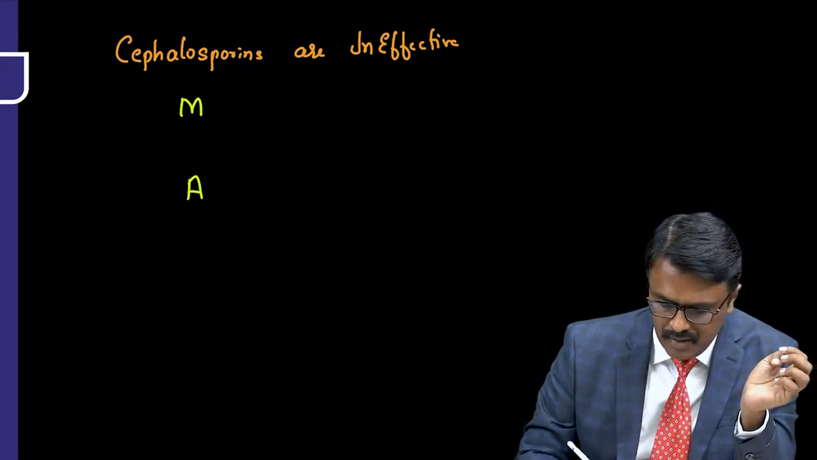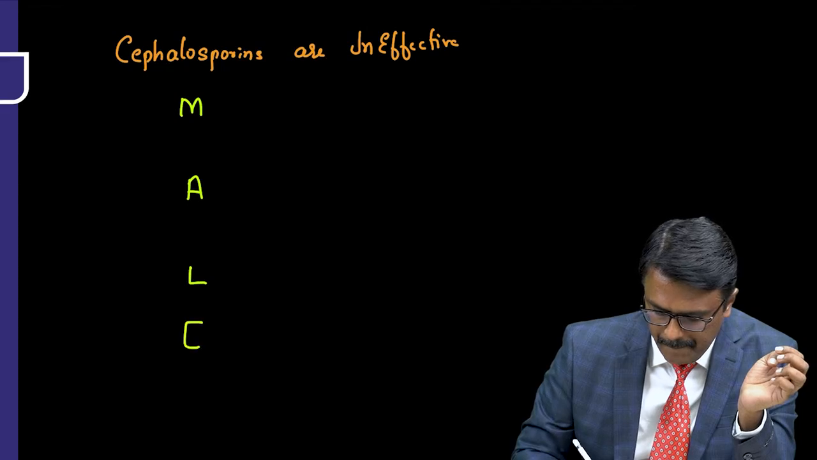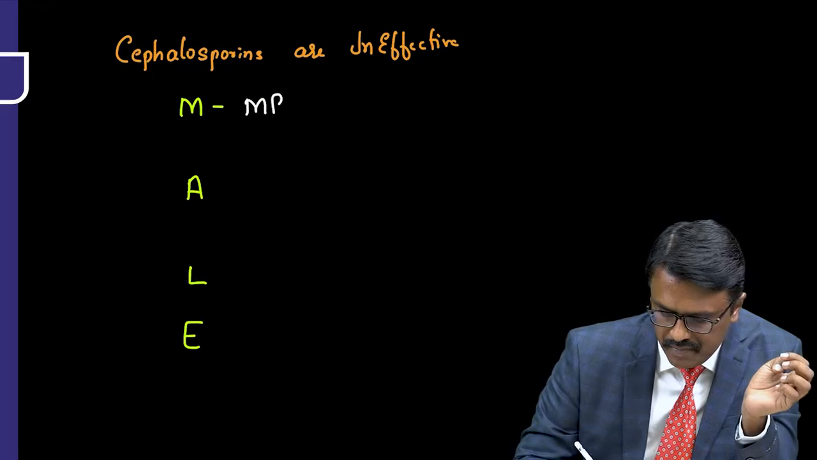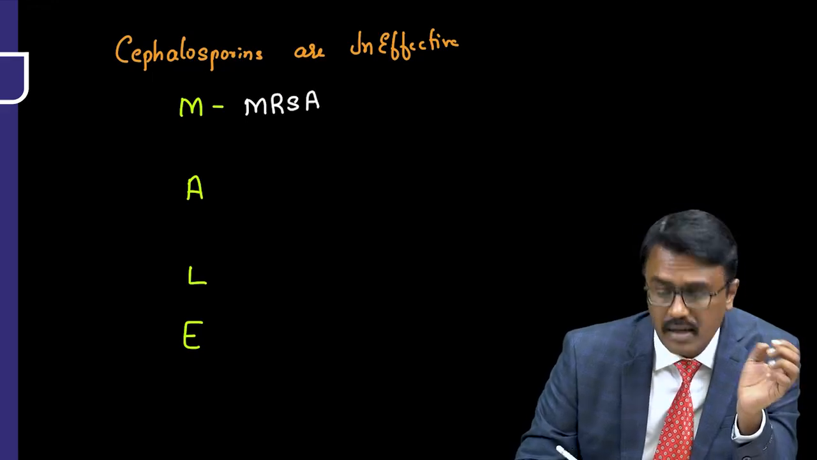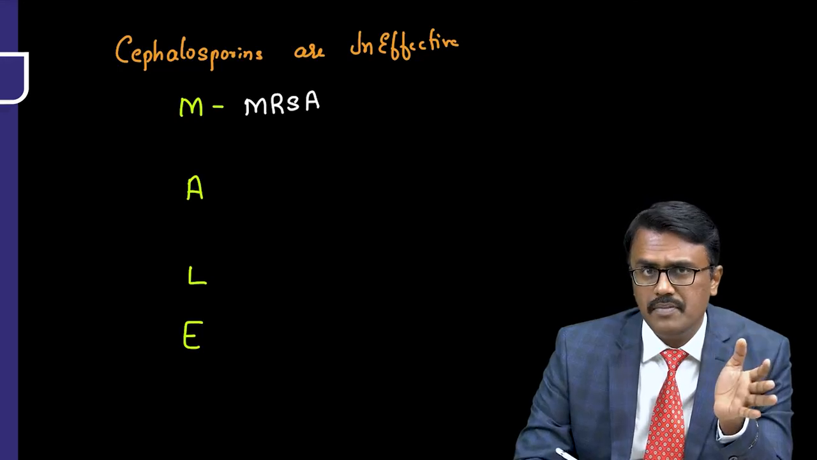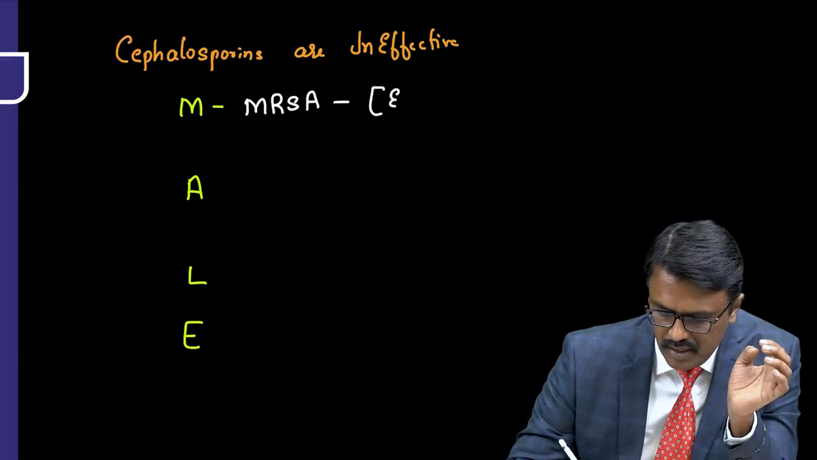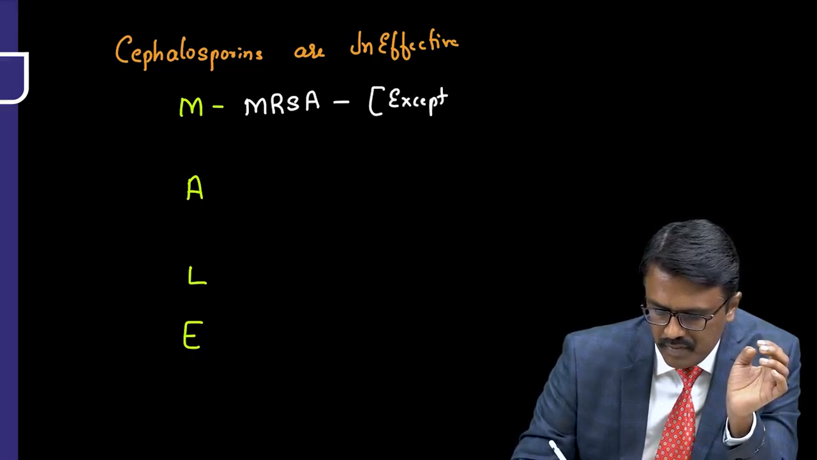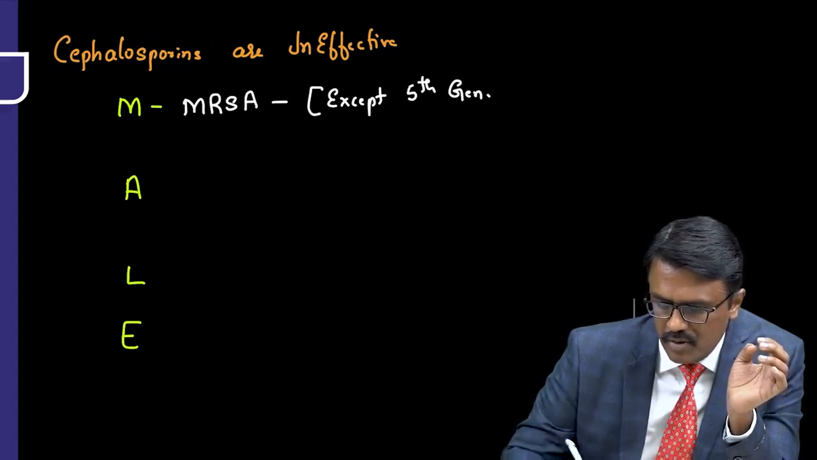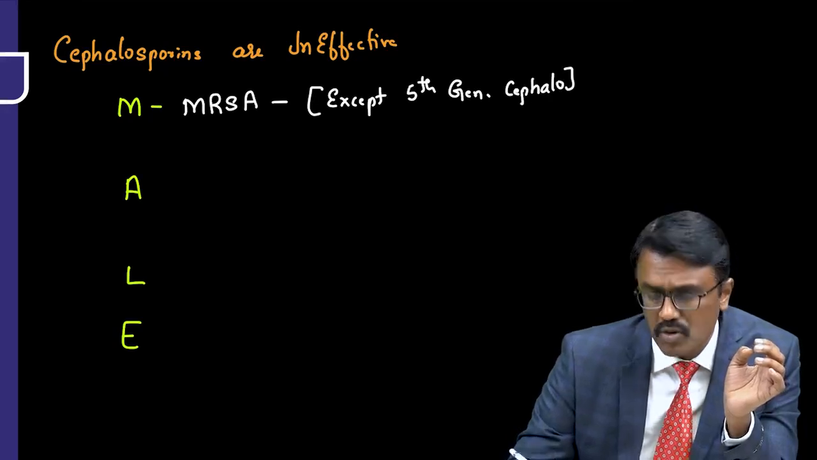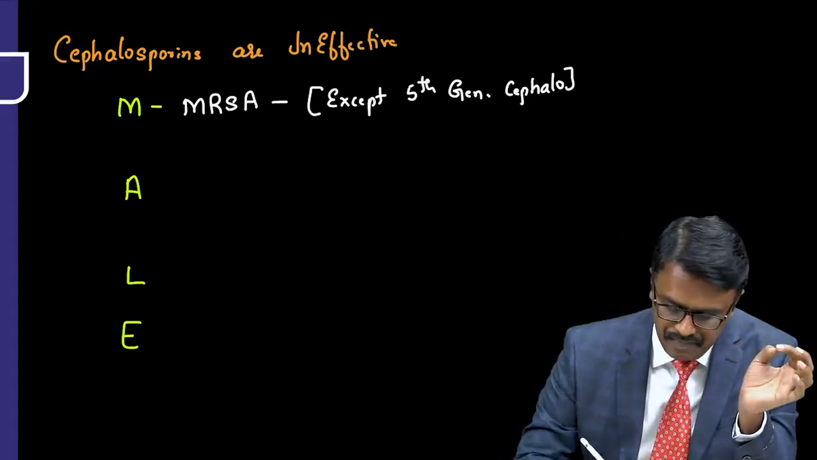The male. What is the M for? M for MRSA. You know the reason for MRSA? Altered penicillin binding protein. So no beta lactam works except the fifth generation cephalosporin. So cephalosporins don't work on MRSA except fifth generation.